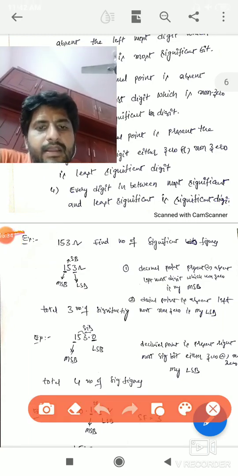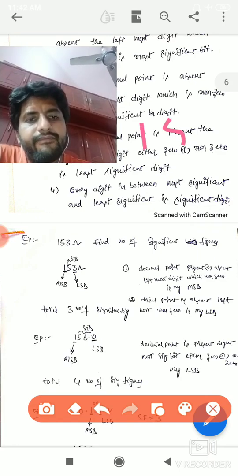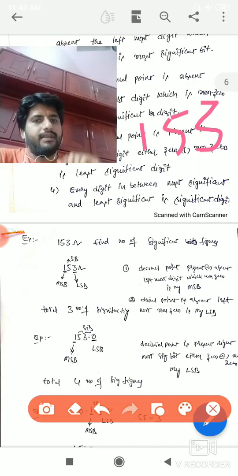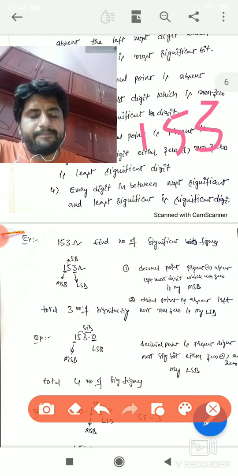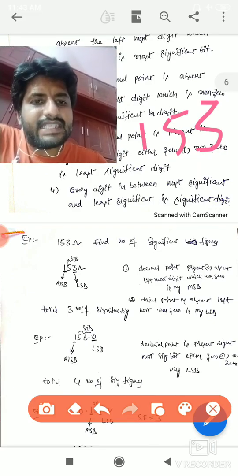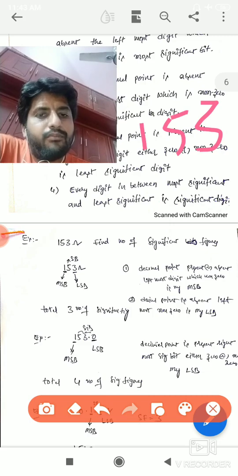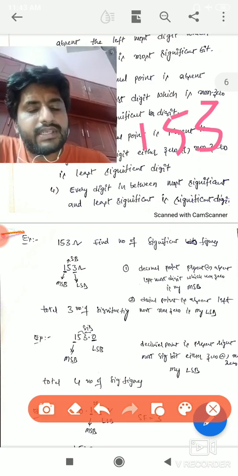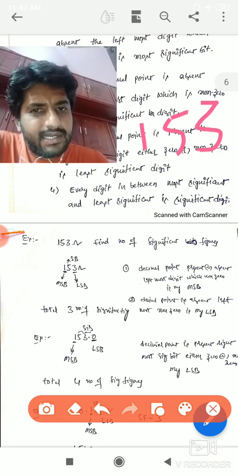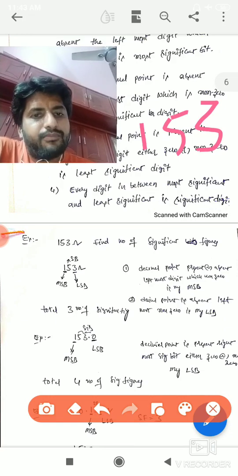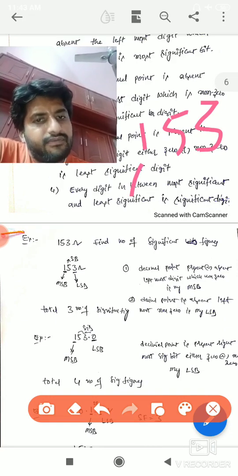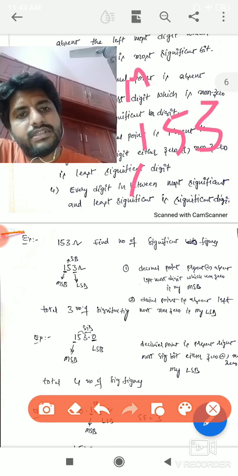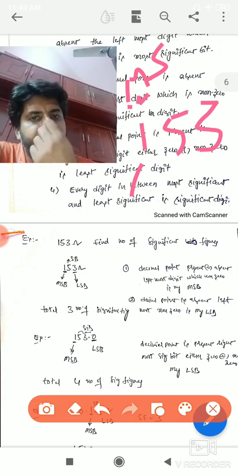I'll take an example. Could you remind each and every point? See, my question is 153. In that, how many significant bits? Let me go for our first point. If the decimal point is present or absent, my leftmost digit which is non-zero is my most significant bit. Here you can see, is there any decimal point present? There is no decimal point. This is my leftmost digit, which is non-zero, so this is my most significant bit.